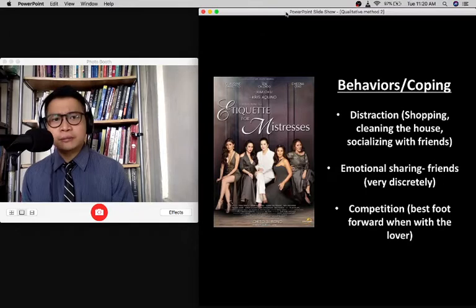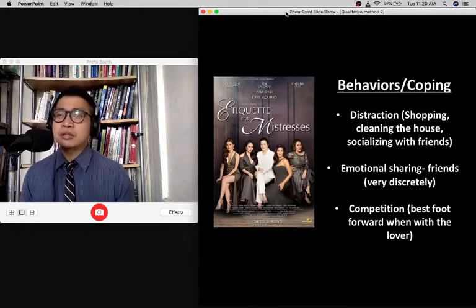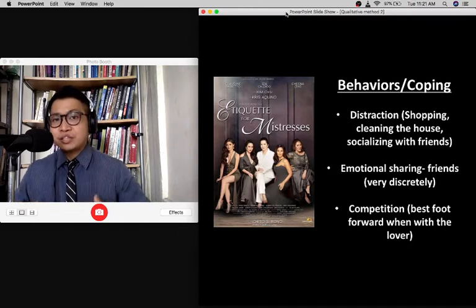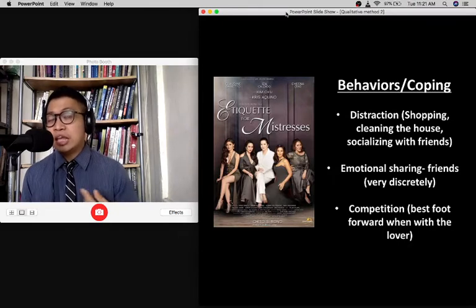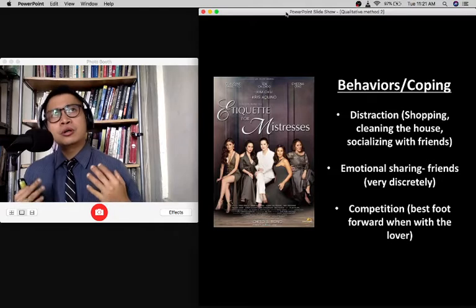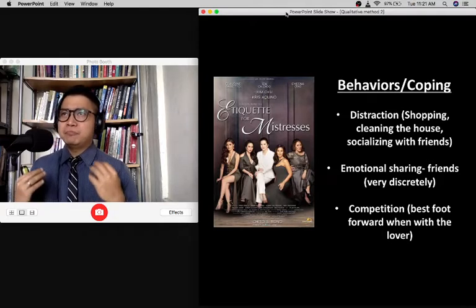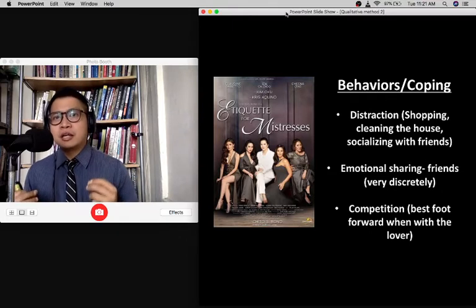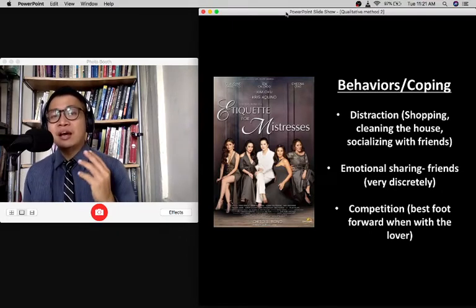The third bullet, another coping mechanism that they use in becoming a mistress is they use the idea of competition, okay, to pacify themselves that one day they will be number 1. Ibig sabihin ng competition, lagi silang best foot forward when their lover is with them. Ginagalingan nila o parang sinisigurado nila that their lover will have a very positive experience when they are with them.